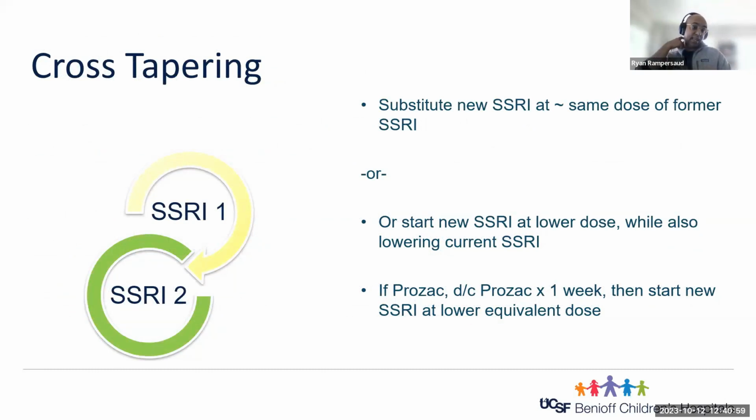So what if I've gotten my kid up to an adequate dose, I've maxed them out, and they're still not feeling better? Well, you could substitute the new SSRI at about the same dose of the former SSRI. So maybe you want to switch from, say, Prozac to Lexapro, or Lexapro to Celexa, right? You could just do a quick switch, or you could start what we call cross tapering, which is starting the new SSRI at a lower dose while concurrently reducing the original SSRI. One goes up over time and one goes down over time.